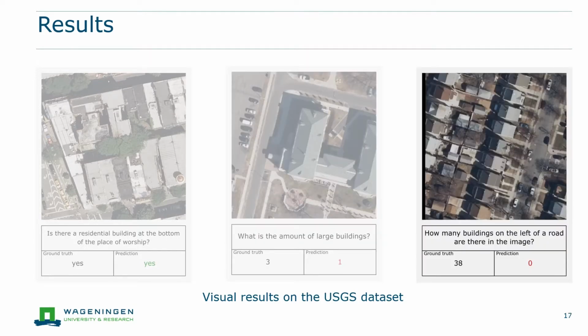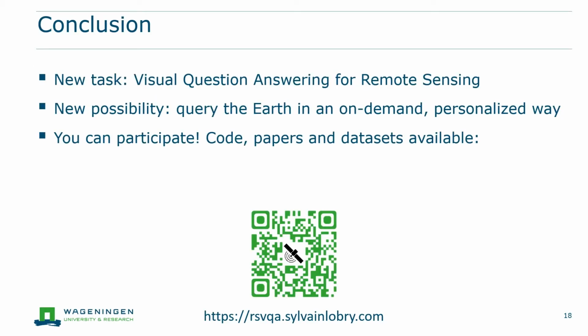Finally, the last example, how many buildings on the left of a road are there, is a failure case of our model and shows that there is still a lot of work to be done. In conclusion, we have presented a new task in the remote sensing community which could change the way we access remote sensing images: visual question answering for remote sensing. There is still a lot to do and you can participate in the development of this new task.